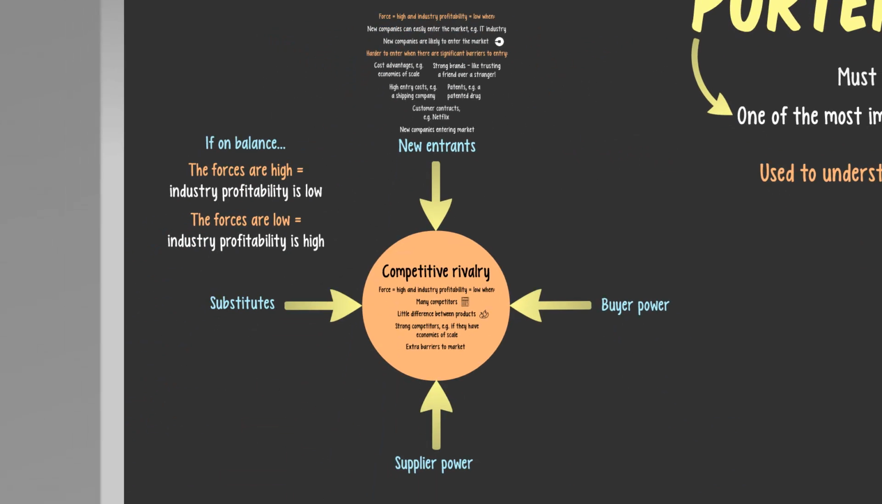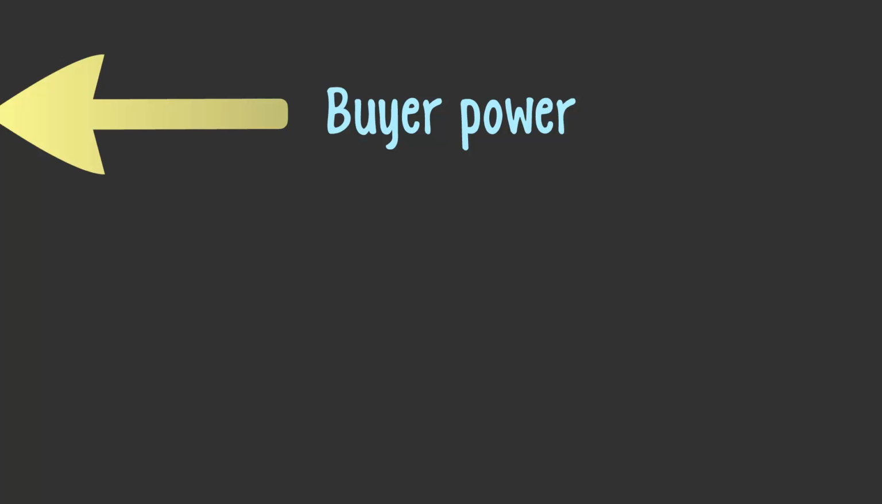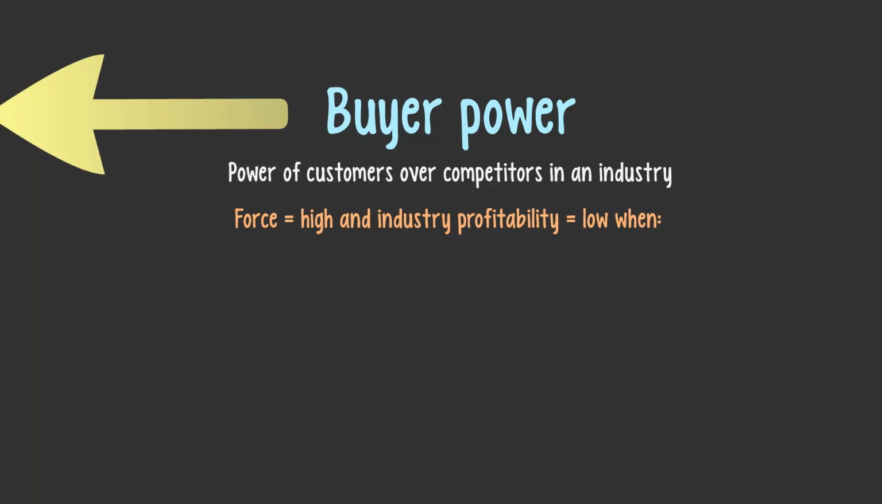Okay, we're going to zoom back out and look at our next force now, which is buyer power. Now, buyer power, as the name suggests, is all about the power that customers have over the competitors in the industry. So we've got high forces and, of course, low profitability if the customers are large. Now, this makes sense, doesn't it?